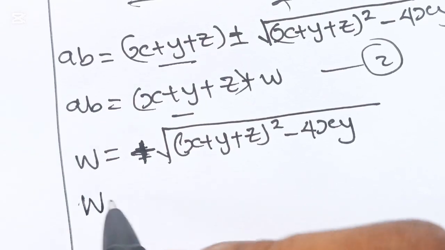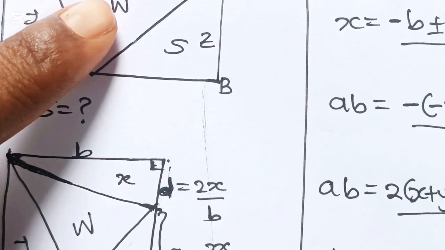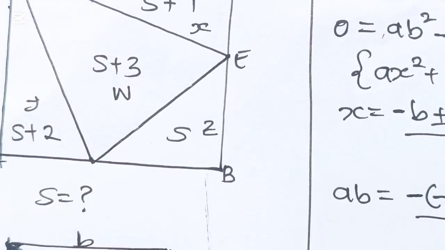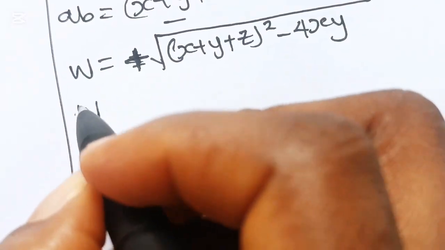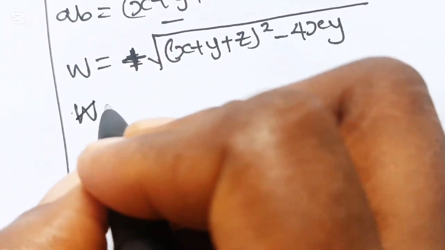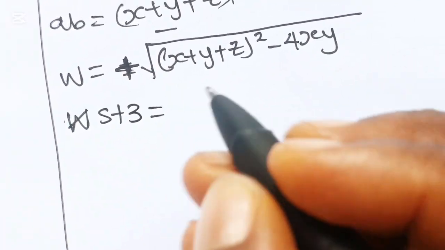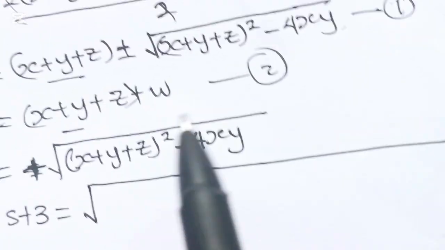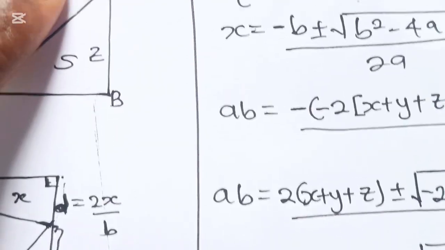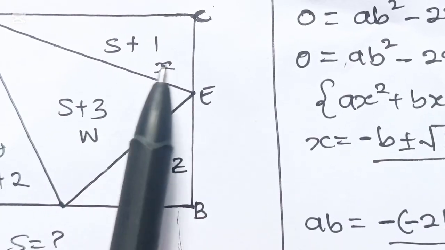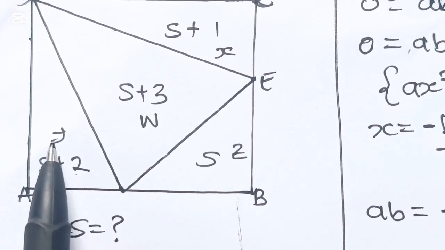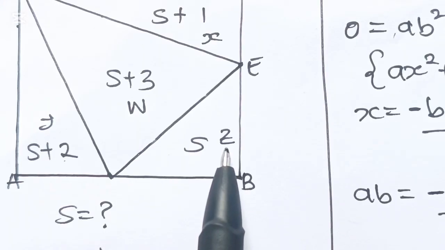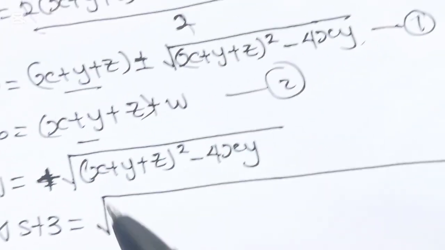So then, remember from here our w is s plus 3. Okay, so we write s plus 3 is equal to the square root of x plus y plus z. Now x is s plus 1, y is s plus 2, and z is s. So I'm going to substitute.